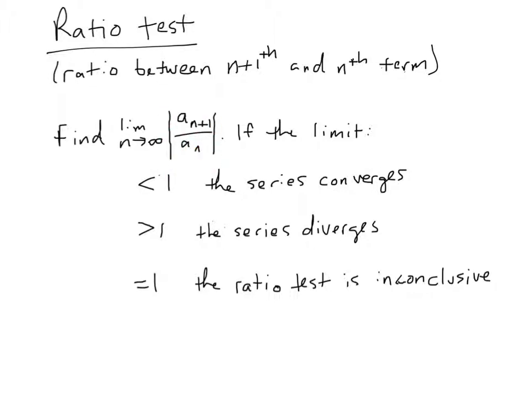So after we find that limit, we compare it to 1. If the limit is less than 1, the series converges. If it's greater than 1, it diverges. And if it's equal to 1, then our test is inconclusive and we have to do a different kind of test to see if it diverges or converges.